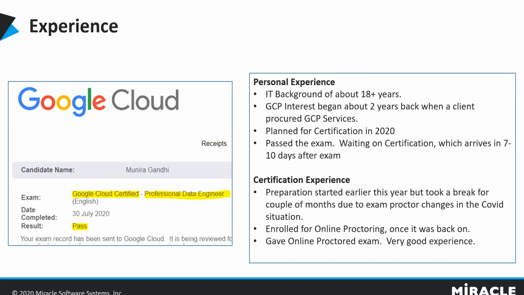I planned for my exam in 2020 earlier, but due to the proctoring situation, especially with social distancing, the exam was somewhat put on hold in that March-April timeframe. So I re-looked at it, and once the online proctoring was available, I went ahead and scheduled in early June, mid-June timeframe of this year. I've passed my exam and am waiting on the certification. I believe it arrives in 7 to 10 days.